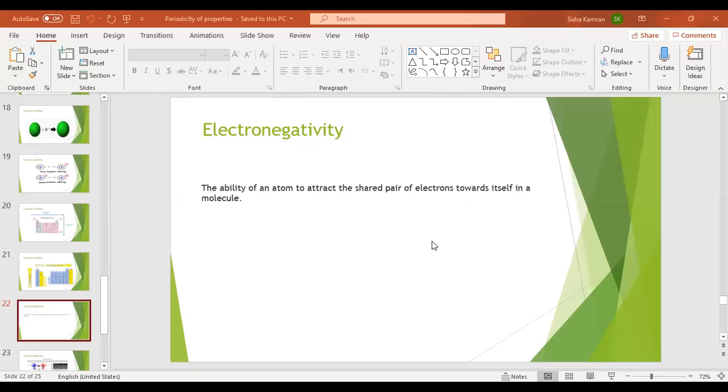Bonds are formed, as we know, by the sharing of electrons. When the shared pair of electrons is attracted more by one atom as compared to the other atom, the atom which is pulling the pair of electrons more towards itself has more electronegativity as compared to the atom which is weak in pulling the electrons towards itself.